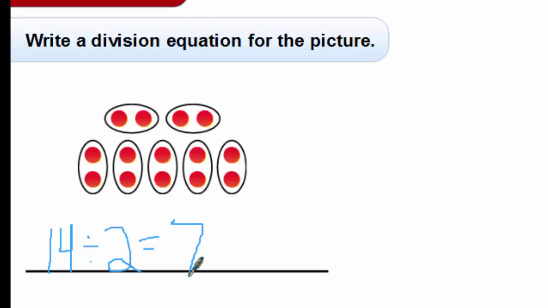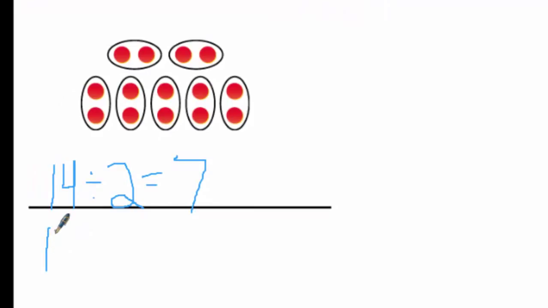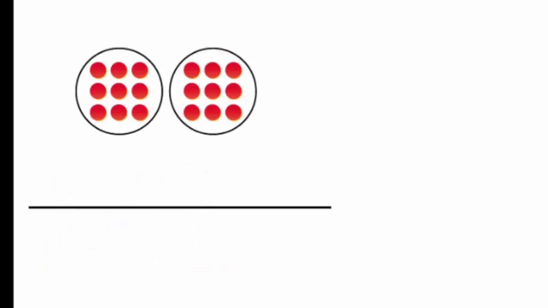What? Some of you had something different? Tell me what you had. Oh, some of you put 14, because there's still 14 counters, divided into 7 groups, because there's 1, 2, 3, 4, 5, 6, 7, equals 2 in each group. Is that a number sentence for this picture? Yeah, that's right. It can be as well. Either one is correct. You guys are so smart.